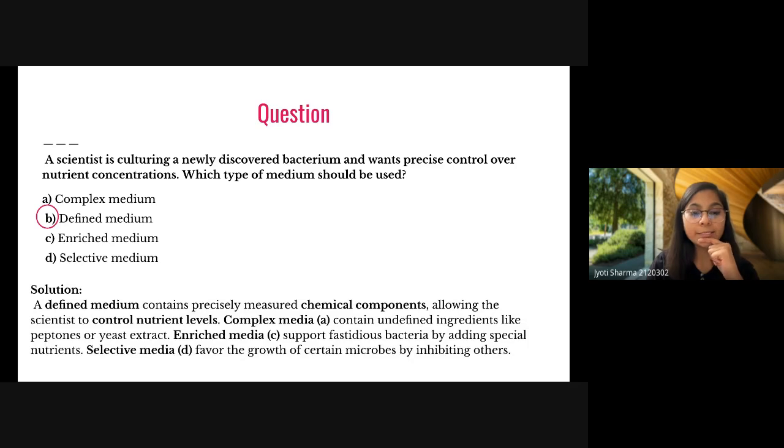So B is the right answer. Just see here, a defined medium contains precisely measured chemical components, allowing the scientist to control nutrient levels. If we are talking about complex media, they contain undefined ingredients like peptone or yeast extract. Enriched medium has very special nutrients that can give you more growth of the bacteria, and selective media favor the growth of certain microbes by inhibiting others. So this is how B is the right answer.